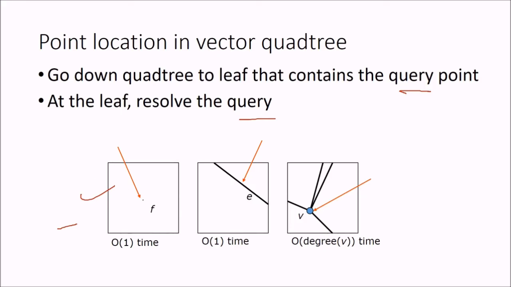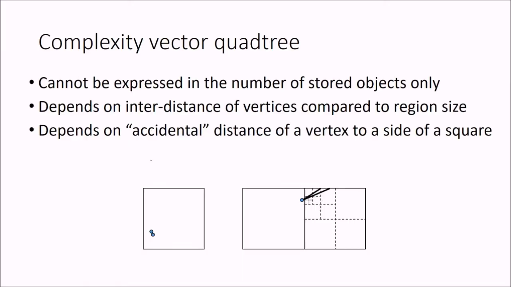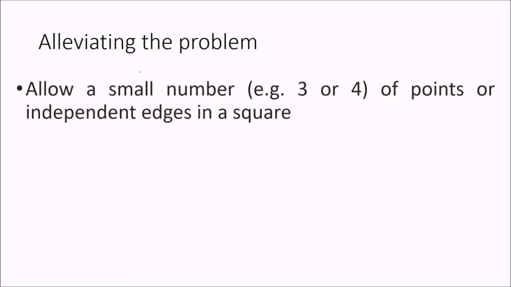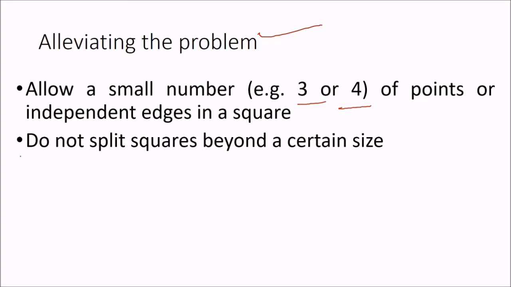The complexity will be order of 1 time for an edge, order of 1 time for a vertex, and order of the degree of the vertex in time. The complexity of the vector quadtree cannot be expressed in the number of stored objects only. It depends on the inter-distance of vertices compared to the region size, and on the distance of a vertex to a side of a square. So to alleviate the problem, we allow some small number, say 3 or 4, of points or independent edges in a square, so we do not split squares beyond a certain size.